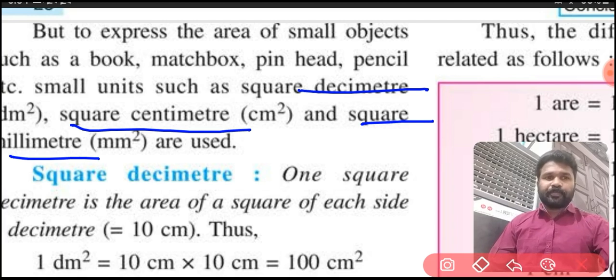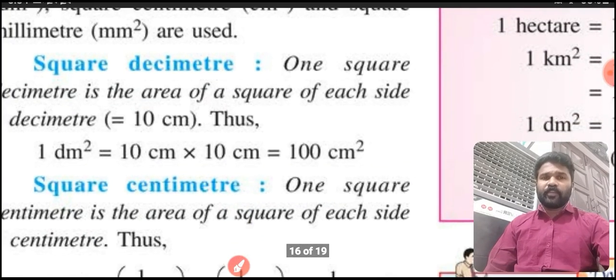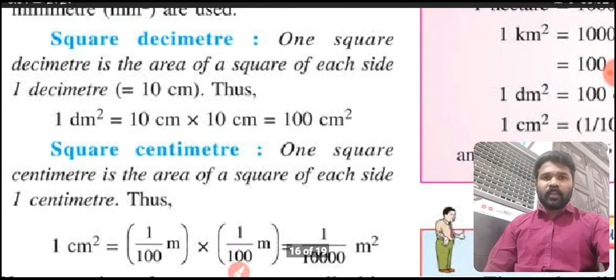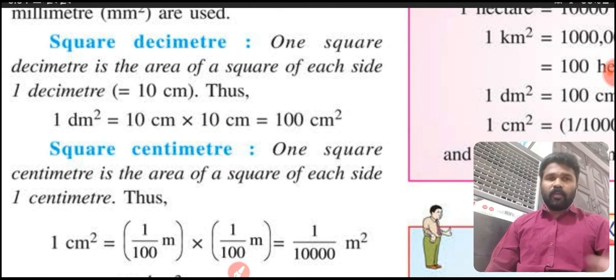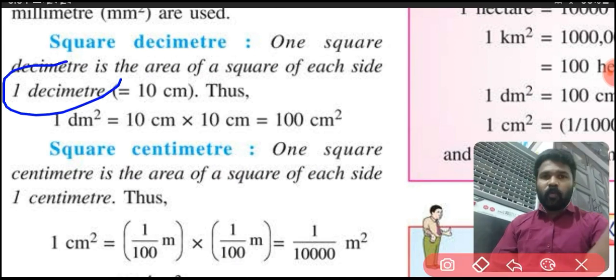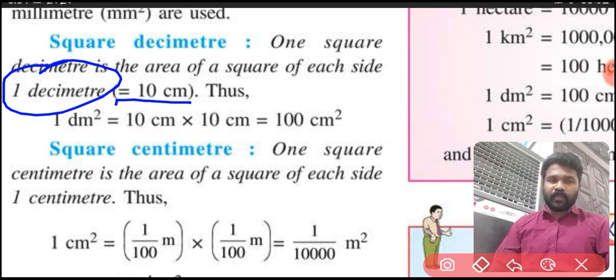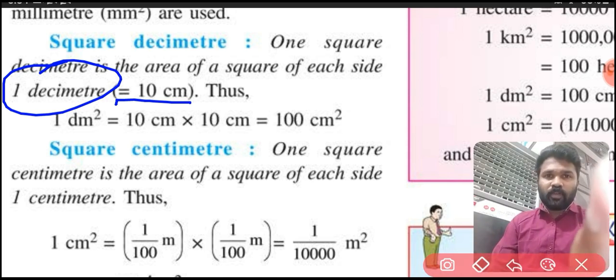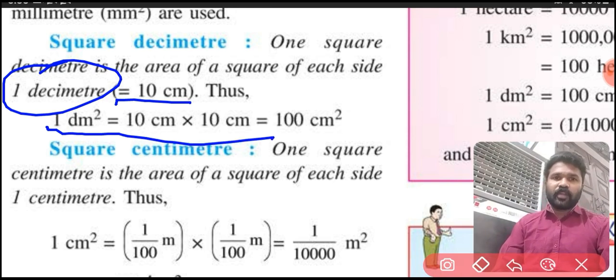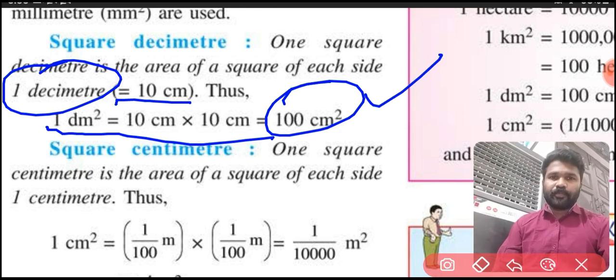Okay students, now square decimeter. 1 square decimeter is the area of a square of each side 1 decimeter. 1 decimeter is equal to 10 centimeter, as we have explained earlier. Clear? Here also we write 1 decimeter square is equal to 10 centimeter into 10 centimeter, that is equal to 100 centimeter square.